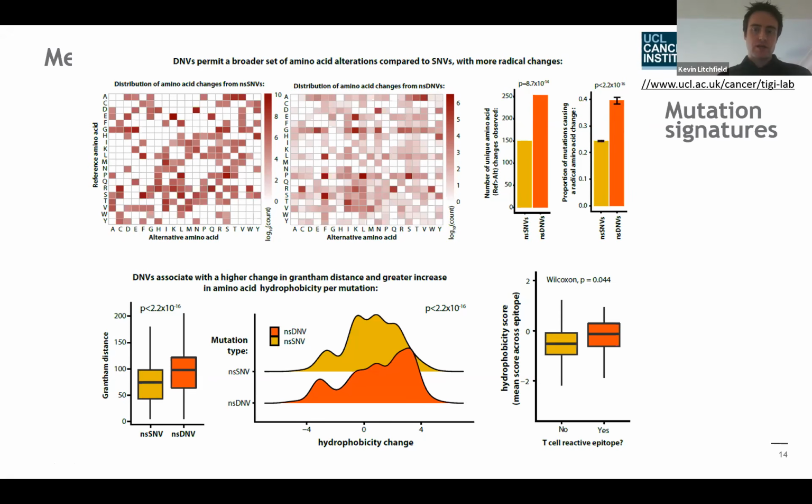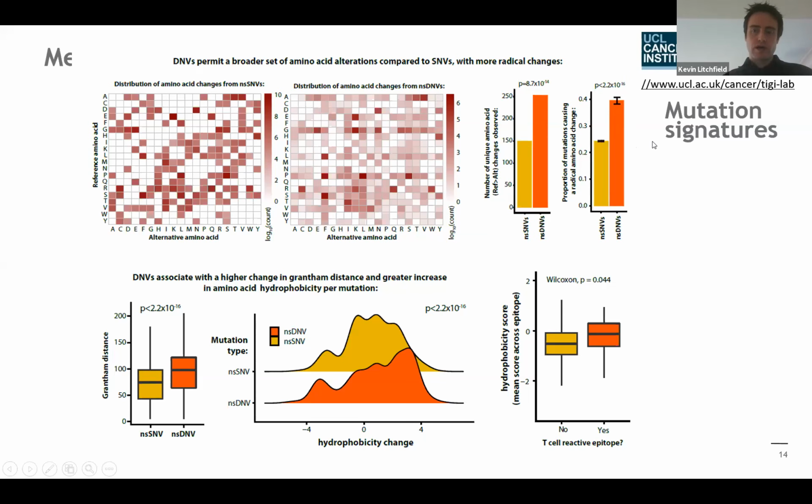I guess certain changes are physically impossible. If you only change one letter in a codon, you can only go from certain combinations of amino acids, but if you change two nucleotides in a codon, you unlock a broader set of possible changes. We see that here. We saw for dinucleotides around 250 unique change combinations, and that was significantly higher than that for single nucleotide variants.